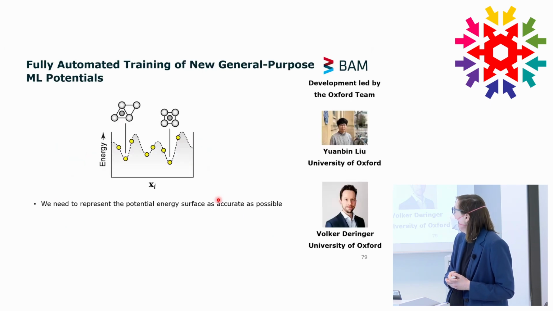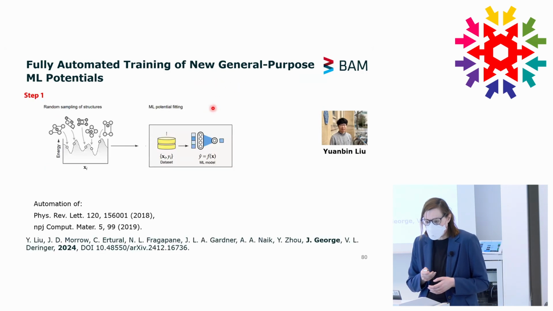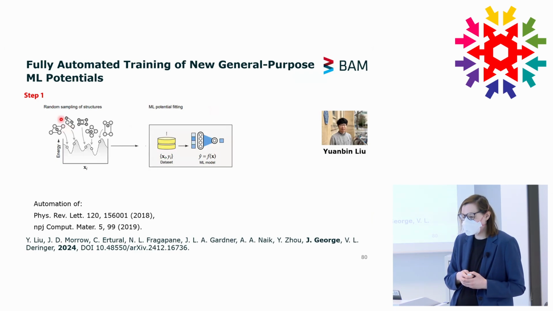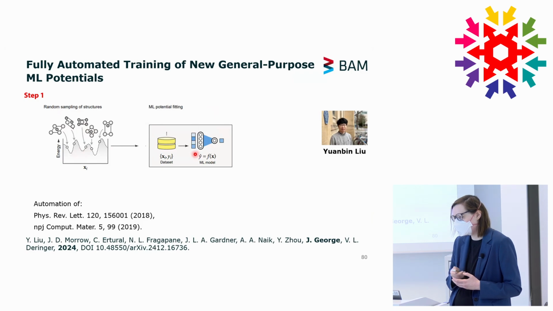And we can now use these tools, for example, to generate general purpose potentials. There's one workflow that is based on random sampling of structures, the so-called AIRSS approach. The random structures are generated. Then for these random structures, static energy calculations are performed. Then we train a first machine learning potential.